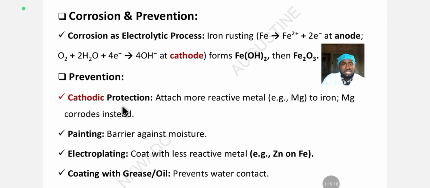The first preventive method here is cathodic protection. Okay, this place that forms the cathode, we are going to find something to put there as a barrier to prevent this iron 2 hydroxide from forming. So what is that? That's what cathodic protection implies.